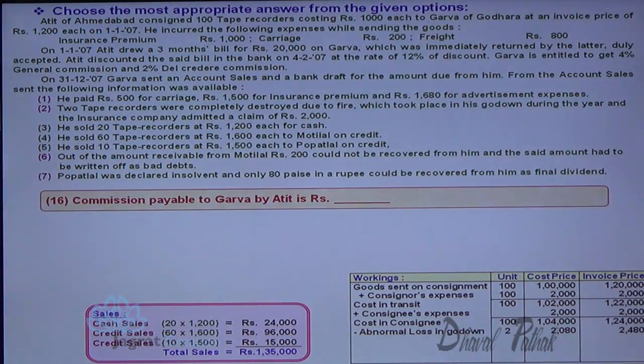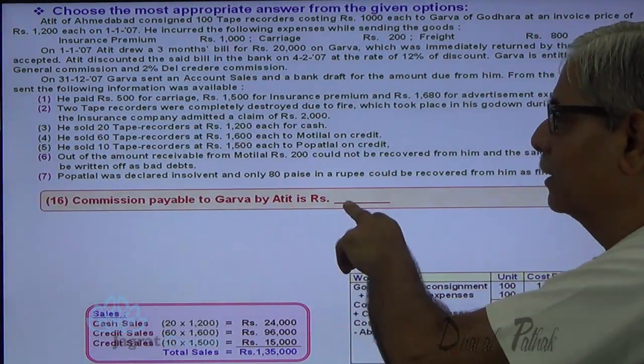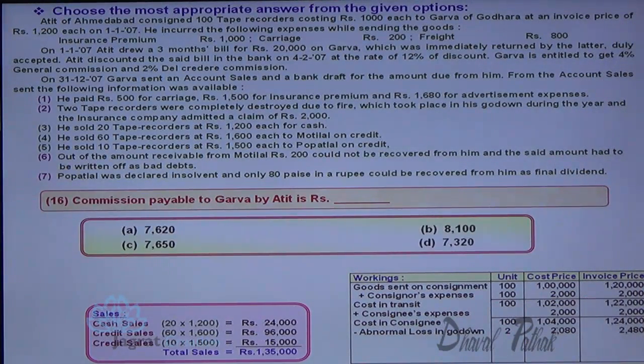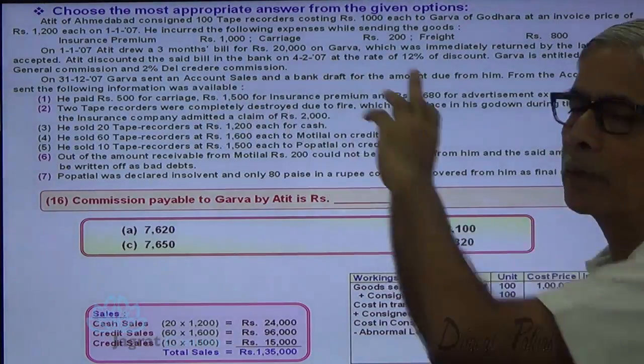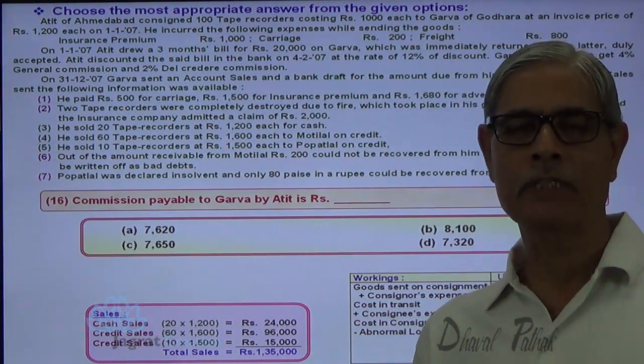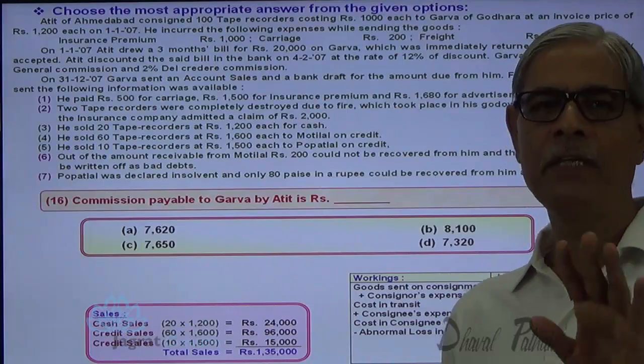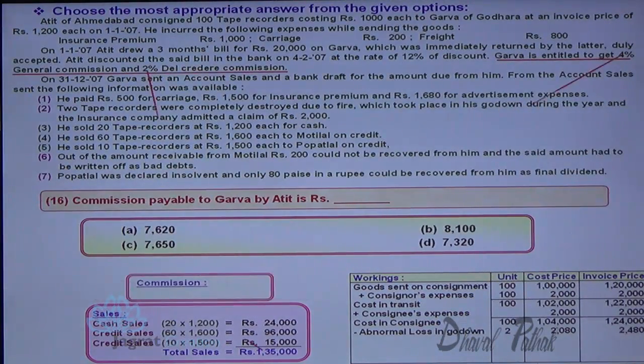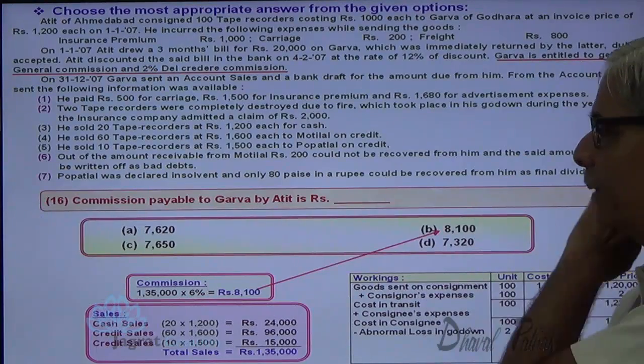Commission payable to Gaurav by Atit, rupees. These are the options given to you. How much commission is payable? 4% normal and 2% Del Credere commission. So total 6% commission is to be paid. We here give the commission 6% on the total sales. Notice it. So 1,35,000 into 6%, 8,100 is the commission to be paid. So option B is the correct answer.